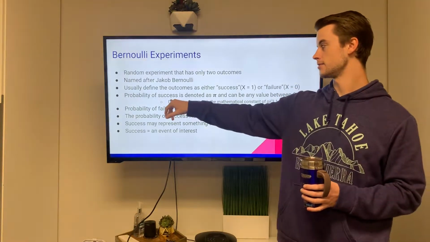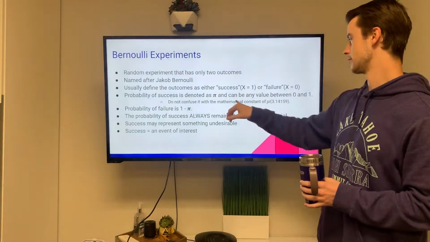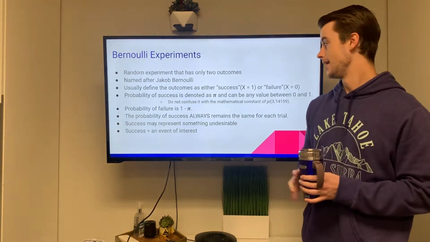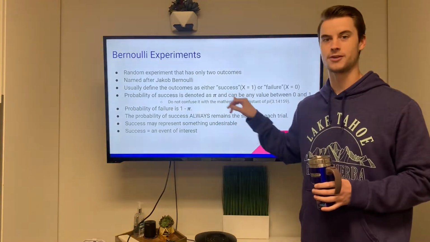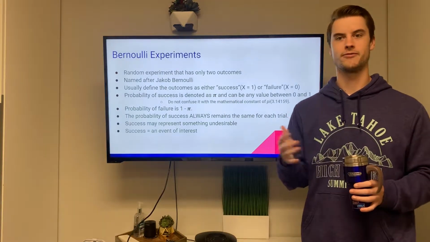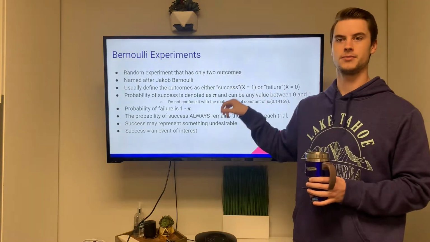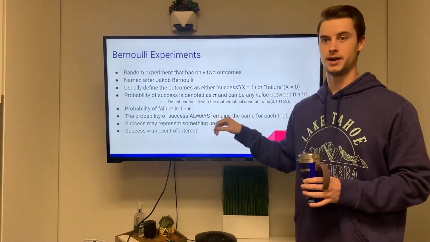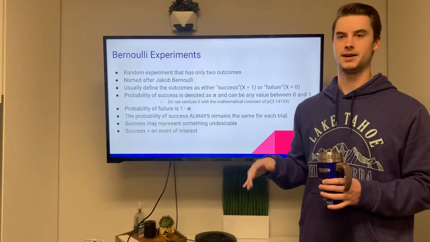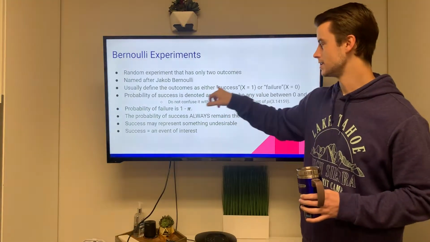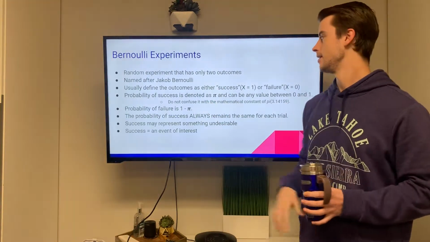And a lot of times we denote the probability of success as pi, the Greek letter pi, and this can only be a value between 0 and 1, okay? And this is important because we don't want to confuse this letter pi with the mathematical constant, 3.14159. But you get my point. Don't confuse, especially in statistics. There are instances where we have to use pi. Well, I say that, probably not as likely, but whenever you see this, it's probably dealing with Bernoulli experiments, okay?